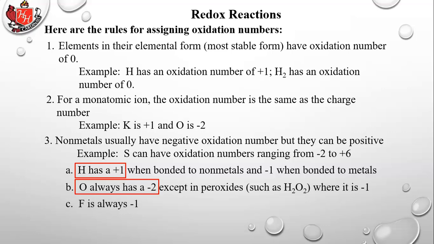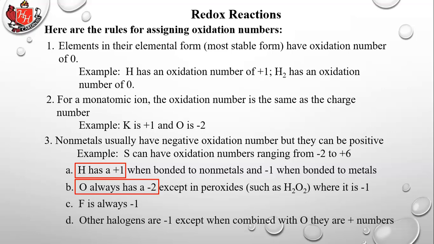Fluorine is always a -1. And other halogens, that would be chlorine, bromine, iodine, second to last column in the periodic table, are -1 except when combined with oxygen. That's because oxygen's more electronegative and will pull electrons away from them. So when they're combined with oxygen, they'll be positive numbers. Okay, so we'll deal with these when we come to them. But the two in the red boxes are the ones to really focus on for this particular lesson.